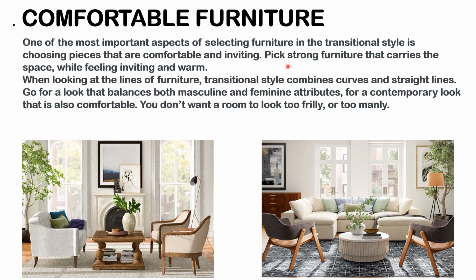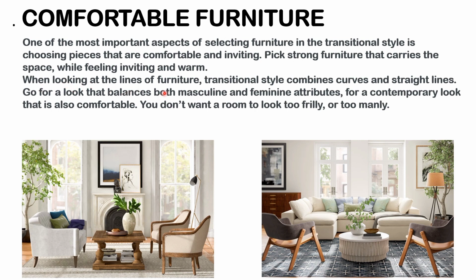Okay, the next is pick strong furniture that carries the space. Of course, the space is very important, not the looks of the furniture. It means the looks doesn't matter 100%. Okay, the looks of your sofa set or the armchairs must be 50%, and the space, the inviting, comfortable aspect, or we can say the concept, must be 50%. So 50-50. Okay, do not burden one side of it.